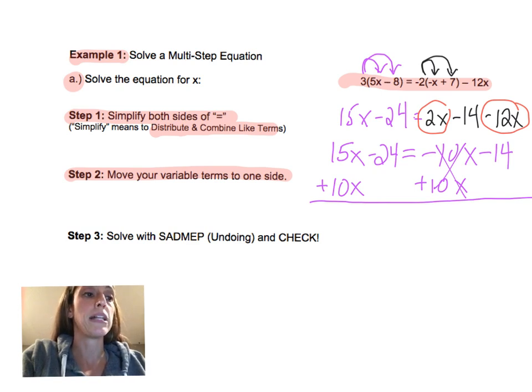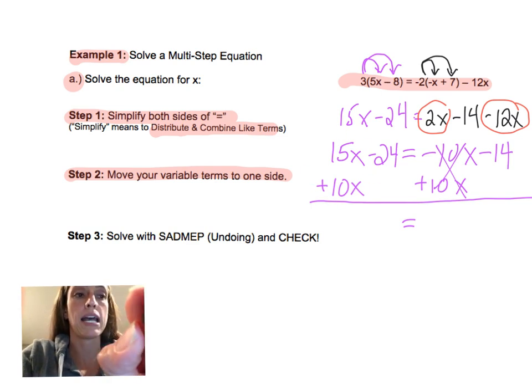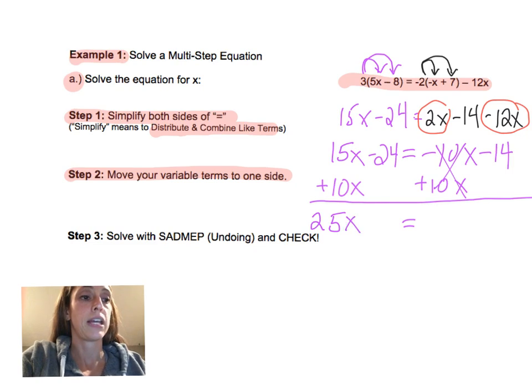And then when I go to balance the equation, so I'll bring down my equal sign, what's left over on this left-hand side here, I have the sum of 15x and 10x. 15x plus 10x is 25x. And minus 24 comes down. And then when I look at the right side of that equal sign, all I have left over is a negative 14.